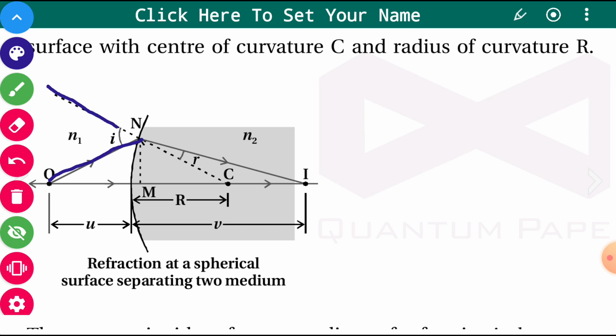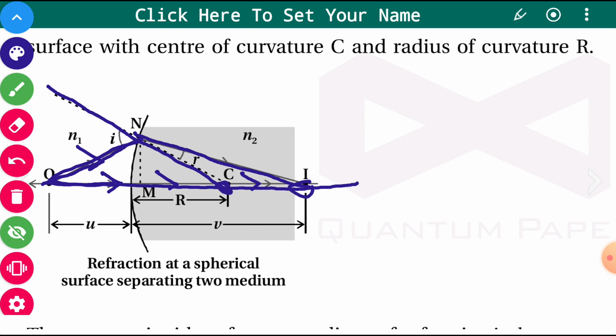This is the normal drawn at the point of incidence, which will pass through the center of curvature of the spherical surface. Now this incident ray will be refracted, and it will bend towards the normal, and it will go like this. Now this ray, which is passing through the center of curvature, will go straight without refraction, and both these rays will meet at this point I, and the image is formed here. So this is the image formation that I have explained.